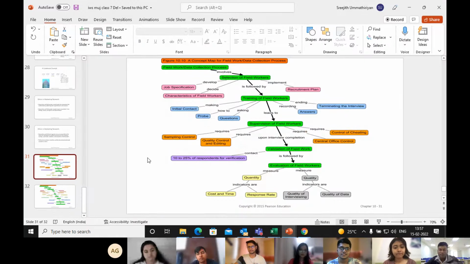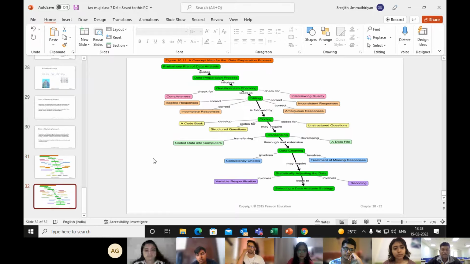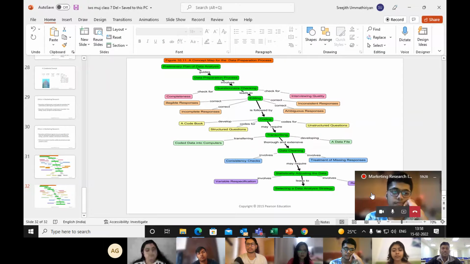So this is the concept map of whatever we discussed in today's class. Two quick sessions we had on field work: selection, training, supervision, validation, and evaluation of field workers, followed by data analysis plan, data preparation process, questionnaire checking, editing, coding, transcribing, data cleaning, all of which is quite not relevant in your case, like Prajwal pointed out, and adjusting the data, selecting data analysis. So that is it for this class.